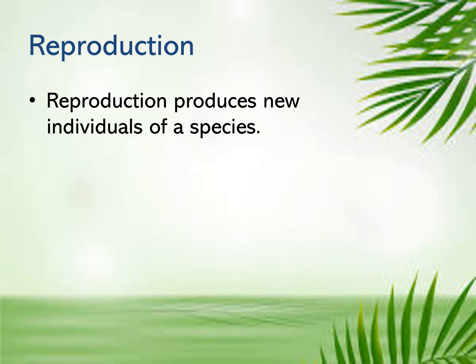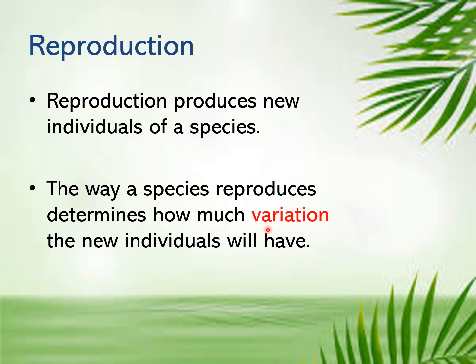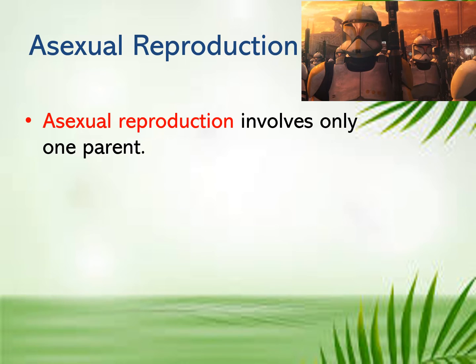Now let's go with two different types of reproductive method that create genetic variation. First of all, reproduction. What is reproduction? It is a method to produce new individuals of a species. So basically giving birth. The ways a species reproduces basically determine how much variation the new individuals will have in a population. All right, let's go with our first type of reproduction. We call it asexual reproduction.